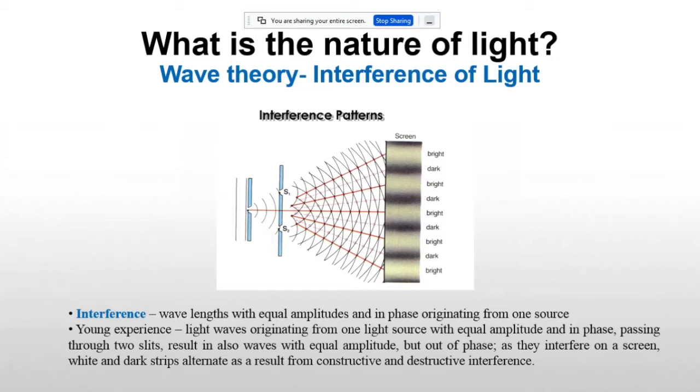One experiment of interference was performed by Young. He made this experiment with light waves originating from one light source with equal amplitude and in phase. And when they pass through two slits, the resultant is a wave of equal amplitude but out of phase. And as they interfere on a screen, white and dark strips alternate as a result from this constructive and destructive interference.